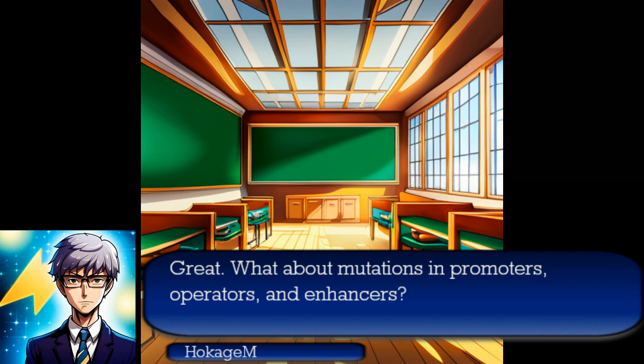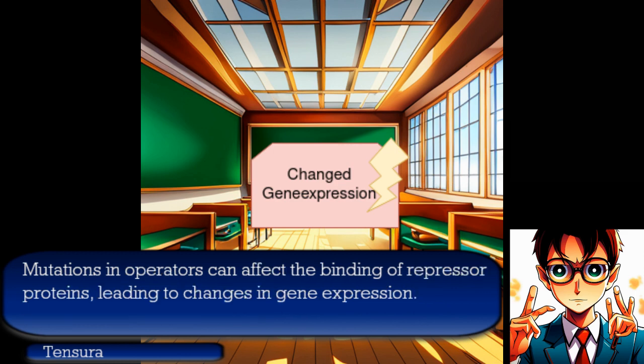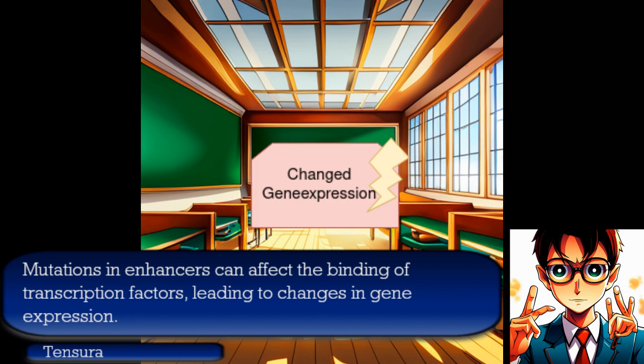Great. What about mutations in promoters, operators, and enhancers? Mutations in promoters can alter the binding of transcription factors or RNA polymerase, leading to changes in gene expression. Mutations in operators can affect the binding of repressor proteins, leading to changes in gene expression. Mutations in enhancers can affect the binding of transcription factors, leading to changes in gene expression.